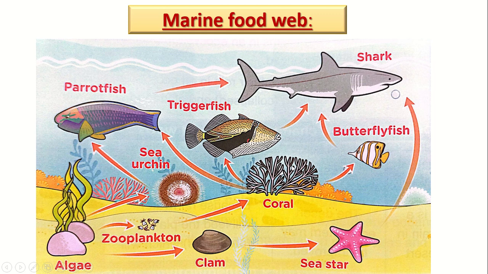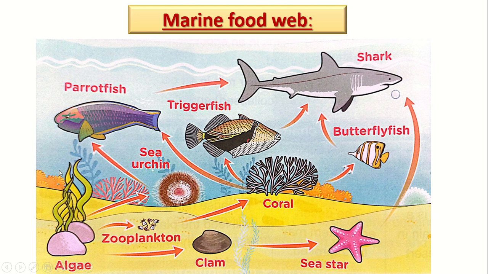can eat coral. And the top predator in this food web is the shark. The shark is the top predator and it is the tertiary consumer which feeds on all three fish. It can eat the parrotfish, triggerfish, and butterflyfish, and also it can eat the sea star. So this is the marine food web.